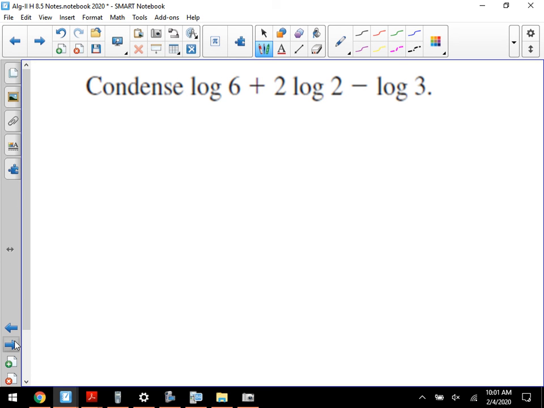So when you're condensing stuff, one thing that the textbook tends to forget from time to time is you notice how it's got addition and a subtraction? That means there's multiplying and dividing. That means this had to happen. Okay? What's the base of this log? 5.